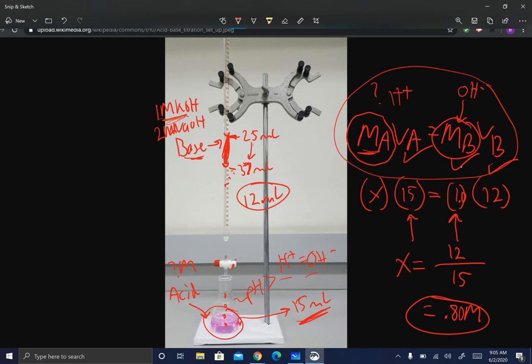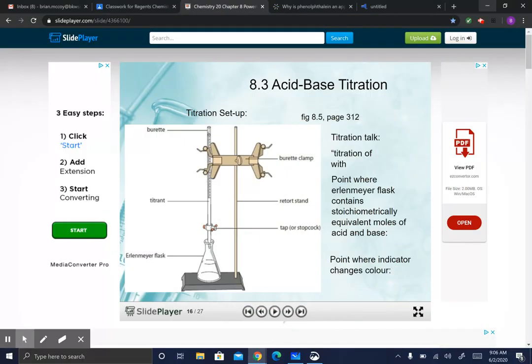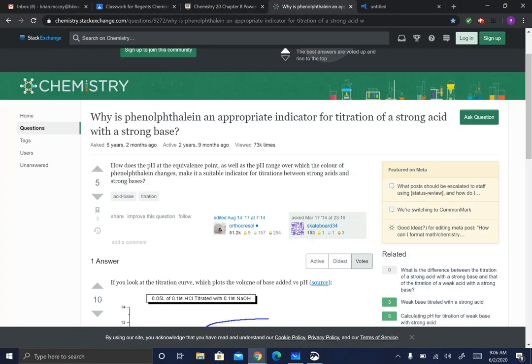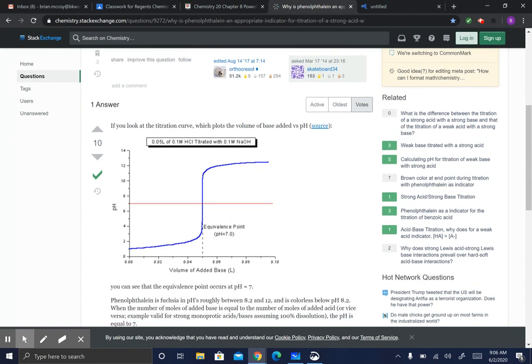So hopefully this is helpful. I know sometimes when I'm done doing this, I look at the screen and there's like a million things here, but if you were following all along, hopefully you're doing all right. So there's that setup. This here is a titration curve. I'm going to talk a little bit about this in class tomorrow, so I just wanted to show you that.